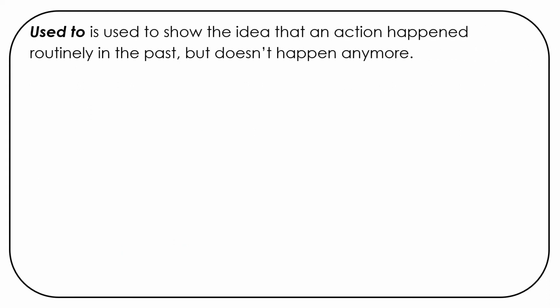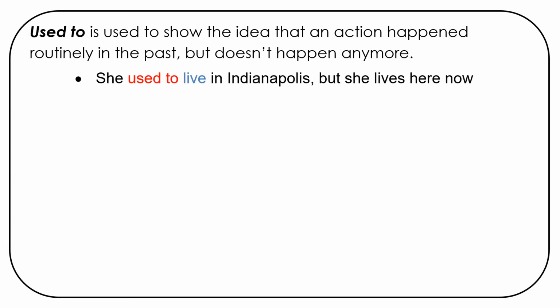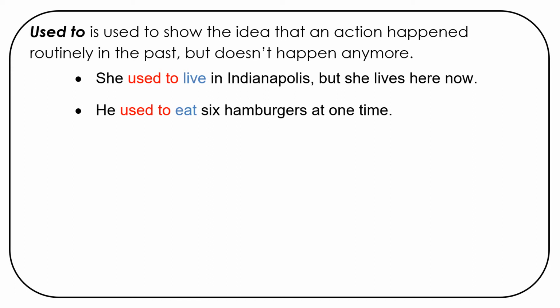Used to is used to show the idea that an action happened routinely in the past, but doesn't happen anymore. She used to live in Indianapolis, but she lives here now. He used to eat 6 hamburgers at one time.